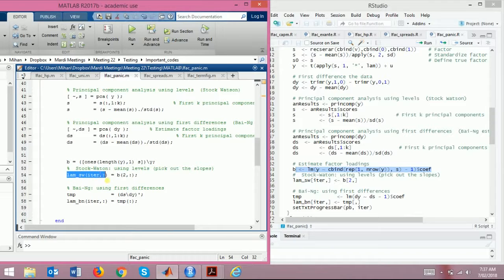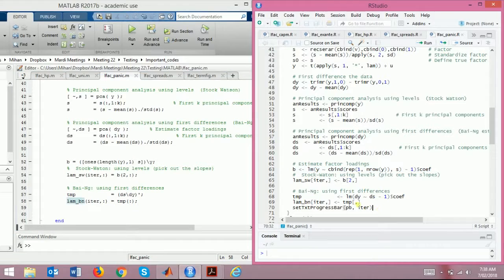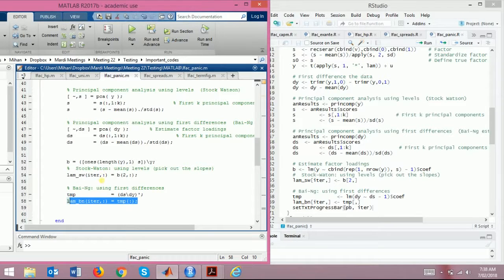Obviously this is lambda. So iteration, from 2 rows, all columns, only the second row where the slope is located. In all columns we're looking for this second row, and the difference is there. Regressing y on S, dy, is the same thing as the regression here, and all elements are being saved.